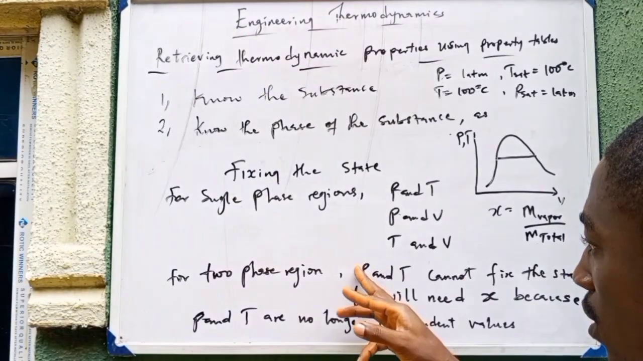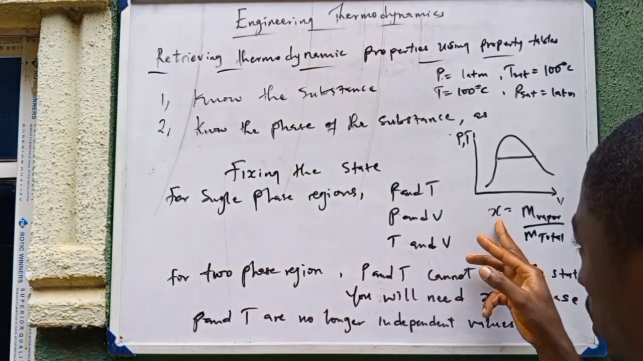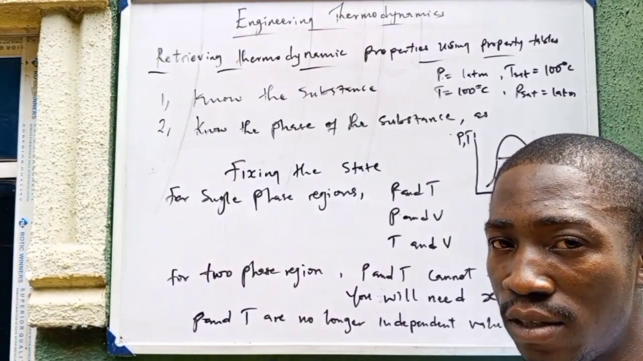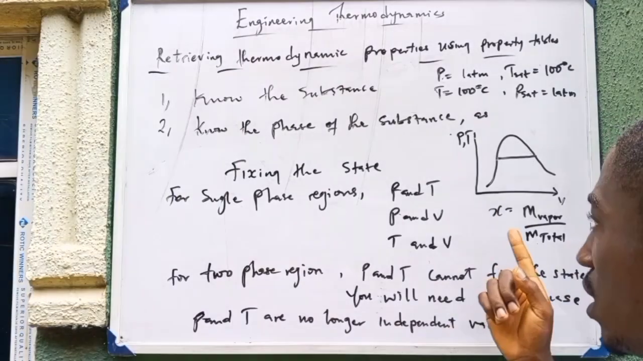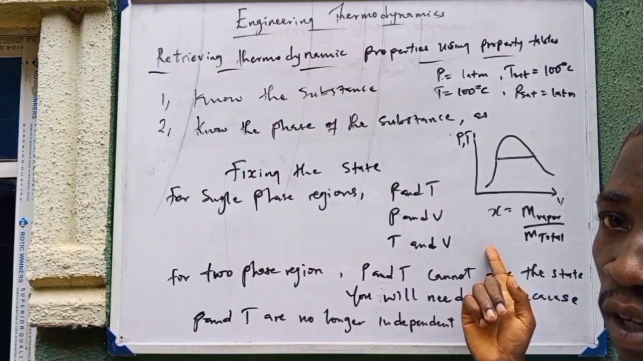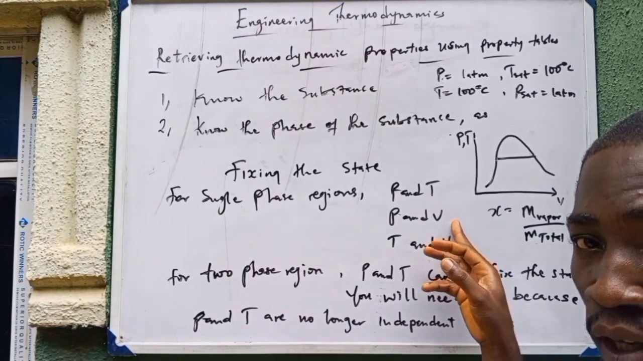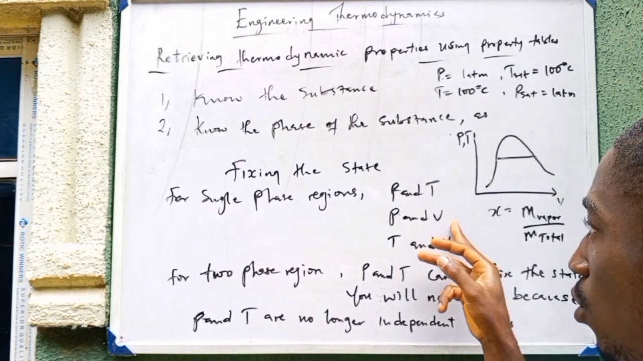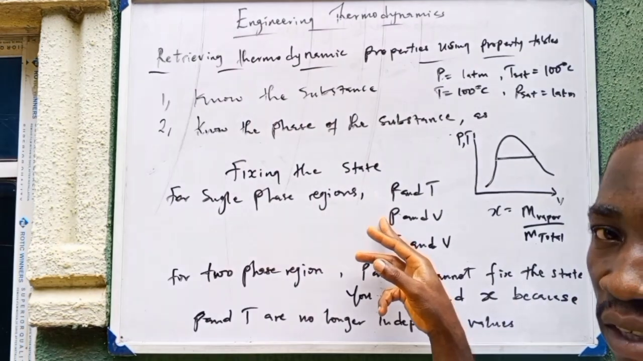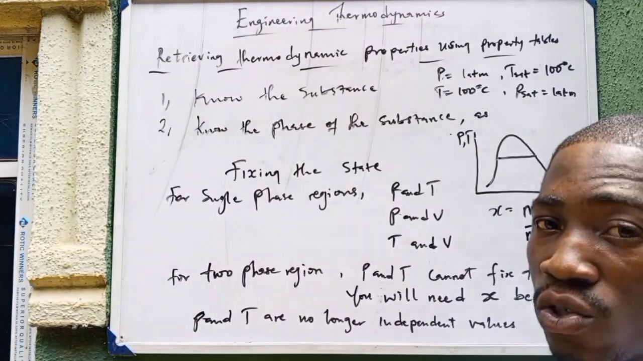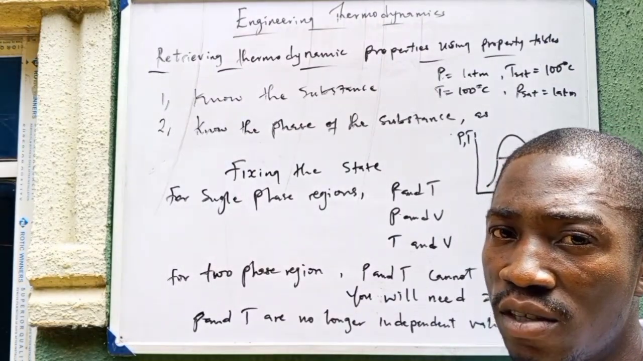X. So when you know P and you know T, with X, you can now fix the state of the system. But when X is not there for you to work with, probably because information about the mass is not there, a specific volume should be given so that with specific volume and pressure, you can fix the state. Or with specific volume and temperature, you can also what? Fix the state of the system.